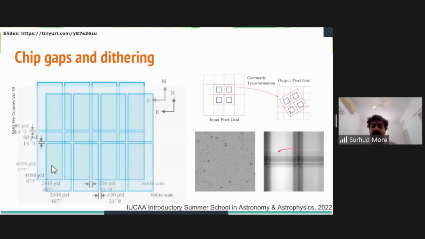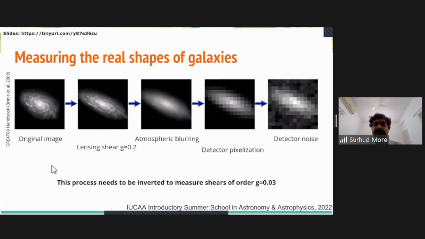And in the variance map, you can see how many different CCDs have gone. If a smaller number of CCDs have gone, then your variance is larger. If more CCDs have gone into the co-addition of these images, then you see less noise in those pixels. So you have to account for all of these issues before you go and measure the shapes of galaxies. So let me show you the kind of galaxies for which we measure the shape.